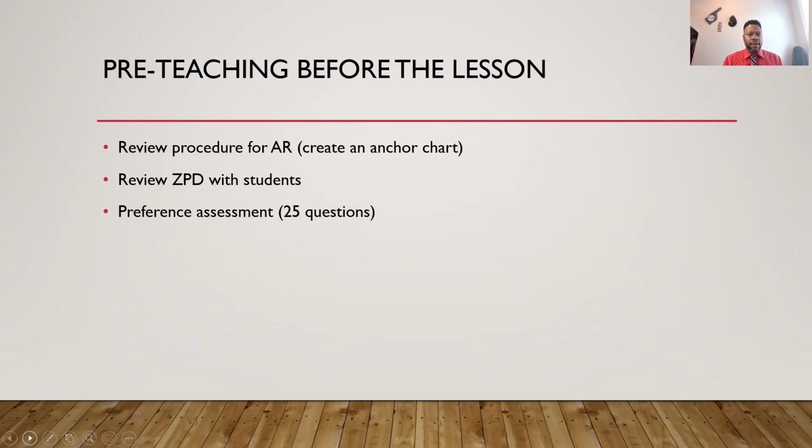Another prerequisite we had to do before we could explain MyOn is to actually get onto MyOn and take their preference assessment. It's a 25-question assessment to determine what the kids are interested in. Not only do they get to choose books on MyOn, but if they choose from the recommended books, it's going to be at their reading level and on something they chose from this assessment that they were interested in. Okay.